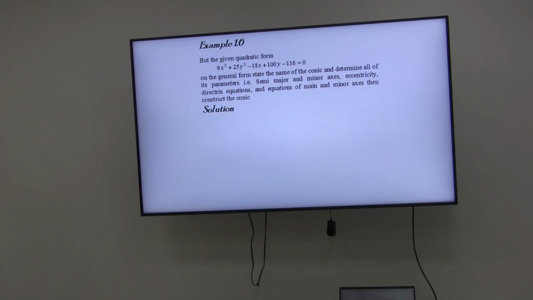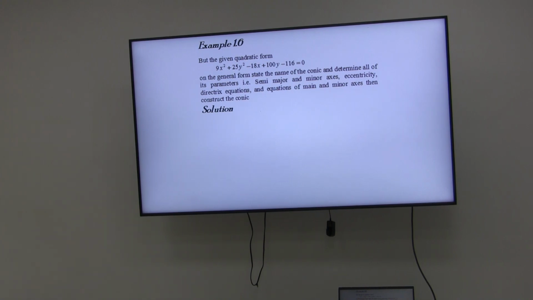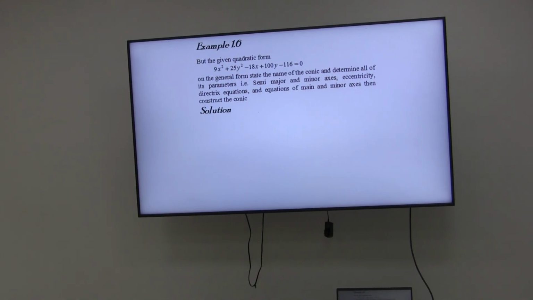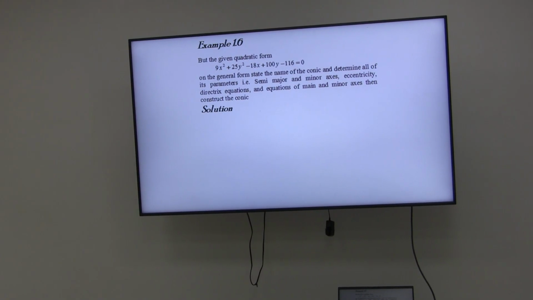Also, if you have an equation like this one, can you put it in the normal form, identifying the center, the radii, the eccentricity, and graph it? How to put it in the normal form?